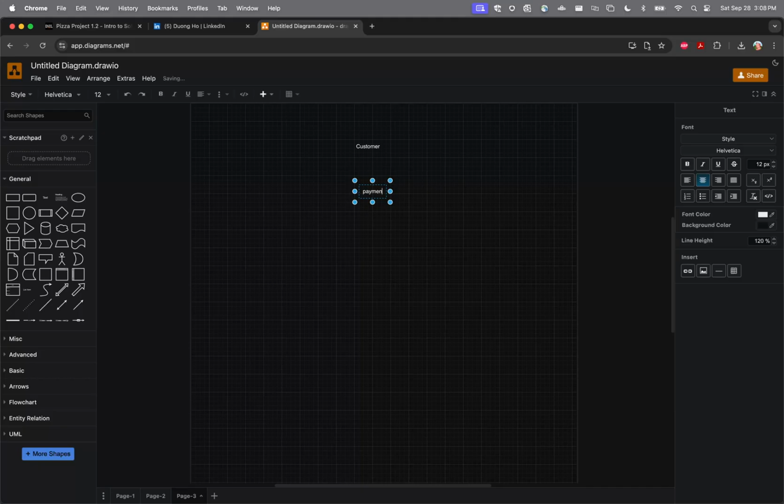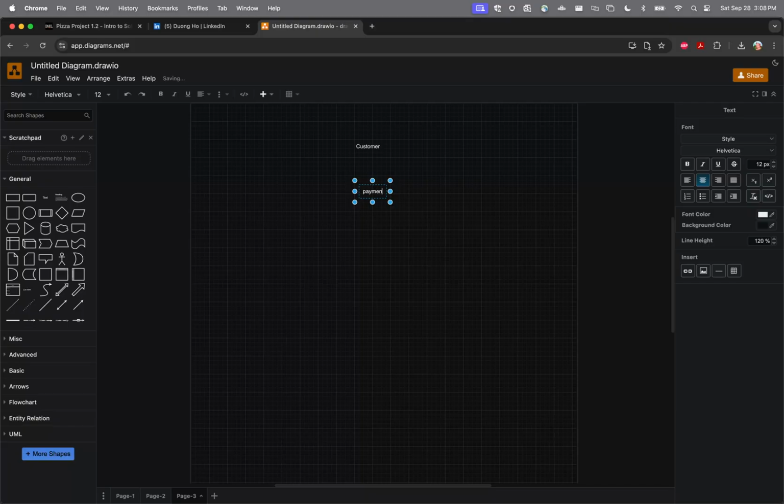Database, receipt, and GUI so they can place order. So you need to have a GUI. How are you going to build out an entity relationship diagram?